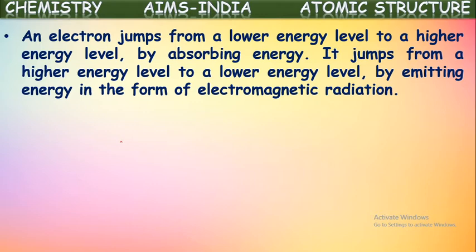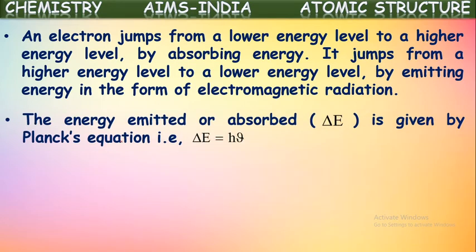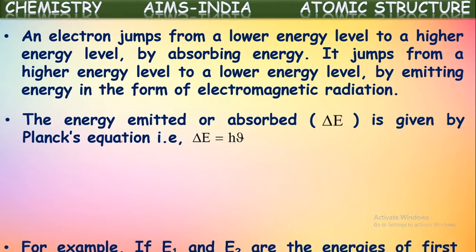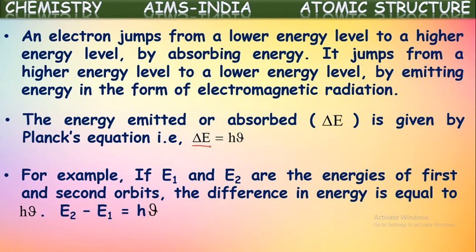electromagnetic radiation. The energy emitted or absorbed is given by Planck's quantum equation, which is delta E is equal to h nu, where this delta E represents the energy emitted by the electron when it is jumping from a higher orbit to a lower orbit, and this h represents, as we know, Planck's constant, and this nu represents the frequency of that energy emitted by the electron. So delta E is equal to h nu.